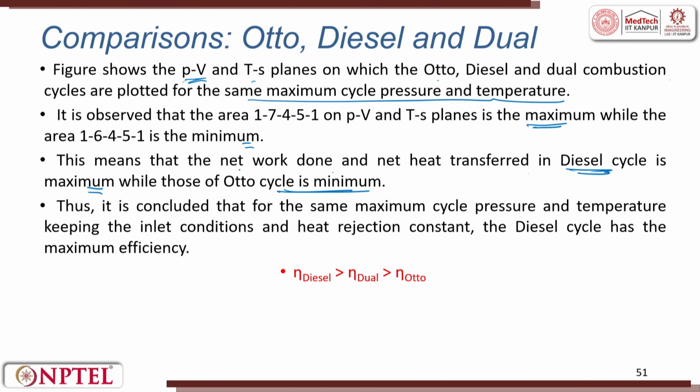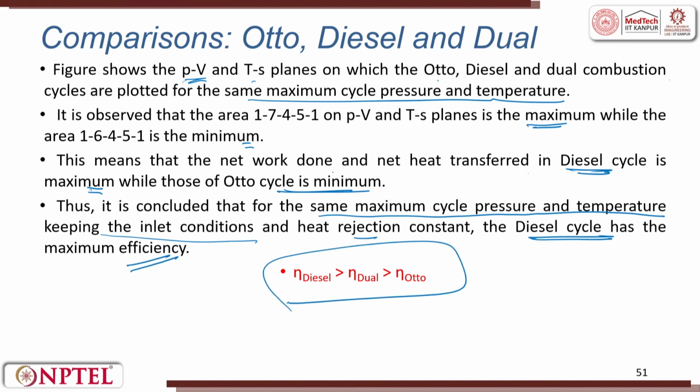So, the net work done and the net heat transfer in the diesel cycle is maximum. That is why all the trucks are using diesel. Of course, there are other reasons, but this can be one of them. Thus, it is concluded that for the same maximum cycle pressure and temperature, keeping the inlet and heat rejection constant, the diesel cycle has the maximum efficiency.